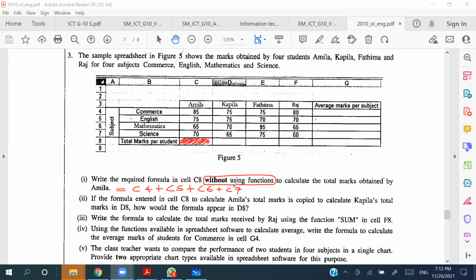Okay, so the second part, it says if the formula entered in cell C8 to calculate Amila's total mark is copied to calculate Kapila's total marks in D8, how would the formula appear in D8? So it's easy. This is going to copy relatively, right? So it's going to be equal D4 plus D5 plus D6 plus D7, right? Simple as that.